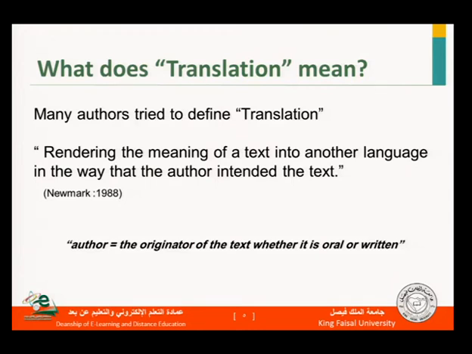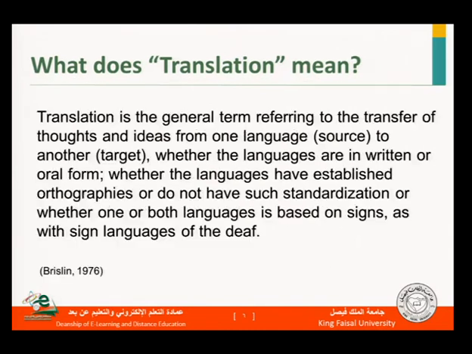It may come in the exam like this: I tell you, for example, rendering the meaning of a text into another language in the way that the author intended the text, and ask whose definition it is. I might say Newmark, or Jeremy Munday, and you choose Newmark. Or maybe, for example, rendering the blank of a text into another language in the way that the author intended the text. You have your four choices, and you can find the word meaning among those choices and check it, pick it, or circle it. Okay, let's see.